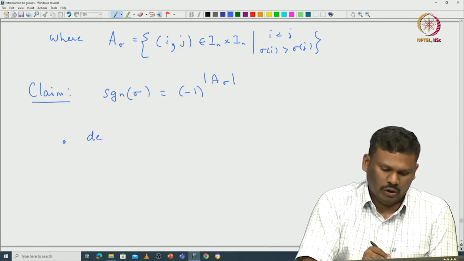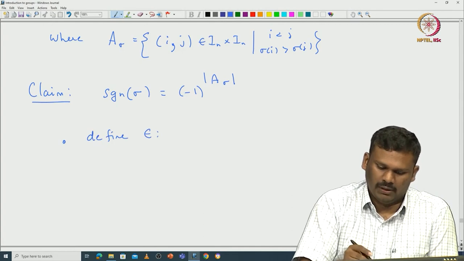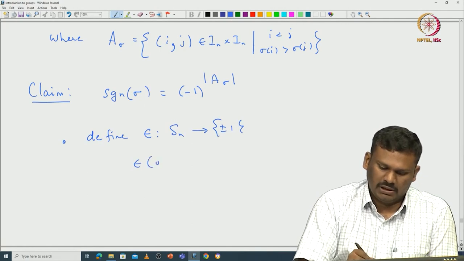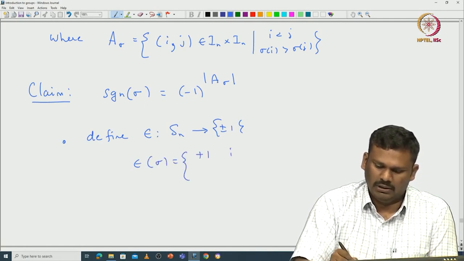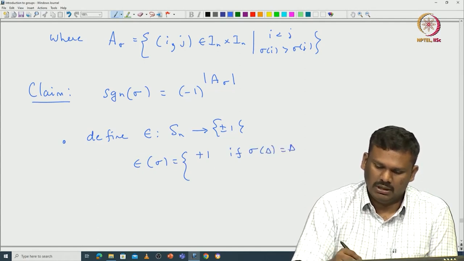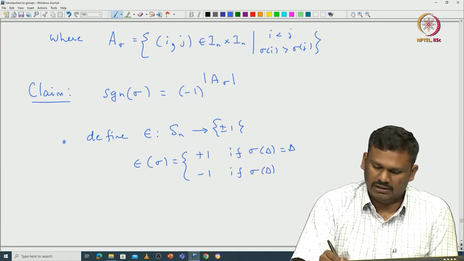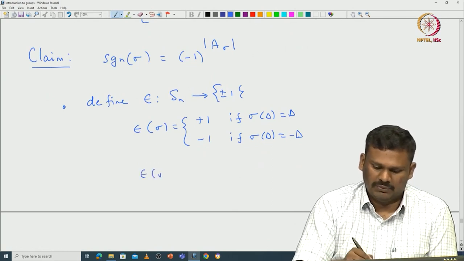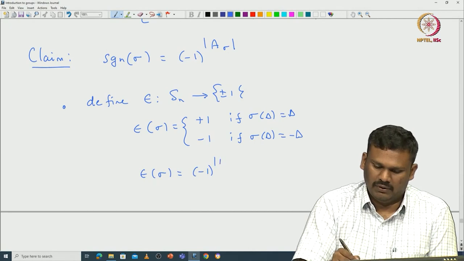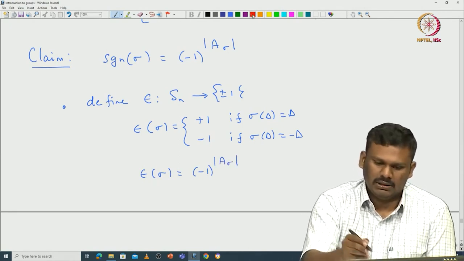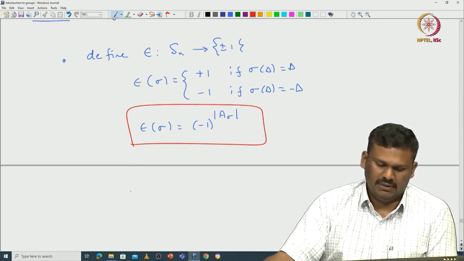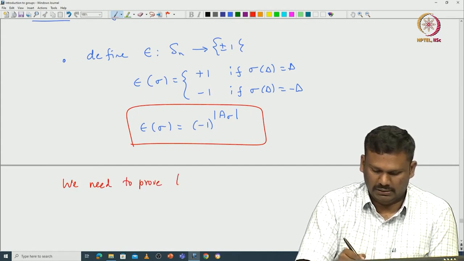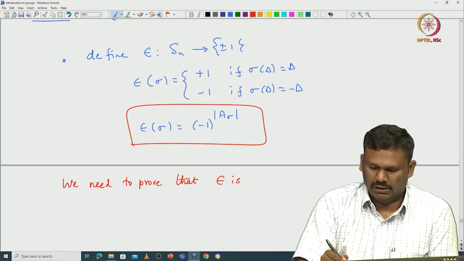So, define the following map epsilon which is from this Sn to plus or minus 1. How is it defined? Basically epsilon of sigma is going to be plus 1 if sigma of delta is delta. It is minus 1 if sigma of delta is minus delta. So, basically from our formula you can see that epsilon of sigma is nothing but minus 1 power the cardinality of A sigma. So, our first aim is we need to prove directly that epsilon is a group homomorphism.